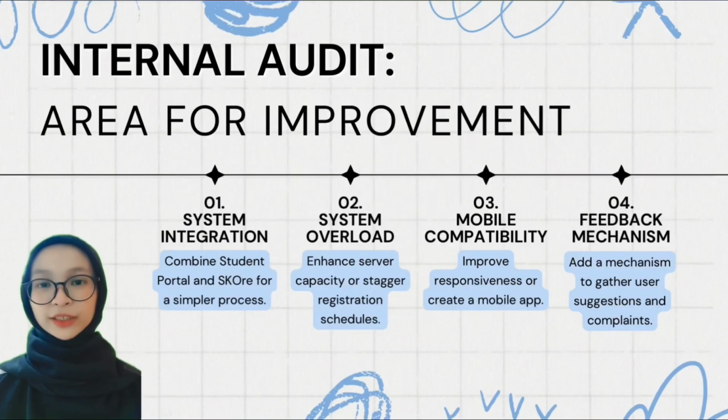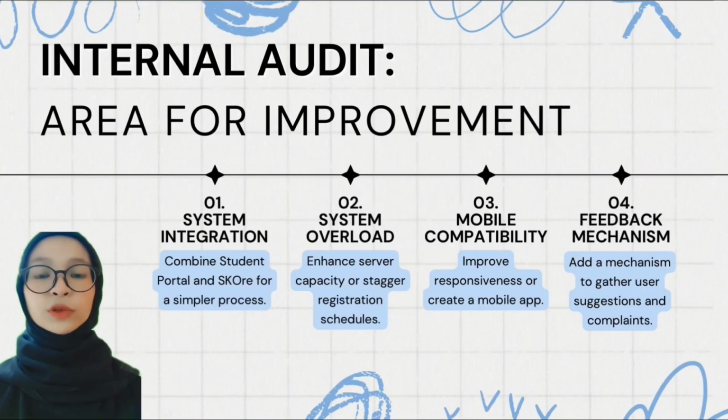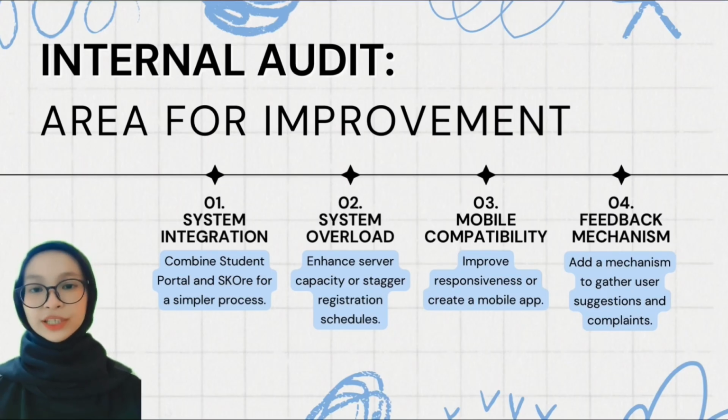Area for improvement. System integration. The reliance on two separate systems, the student portal and the SKOre system, may create confusion for students. Integrating both functions into a single platform could simplify the process.